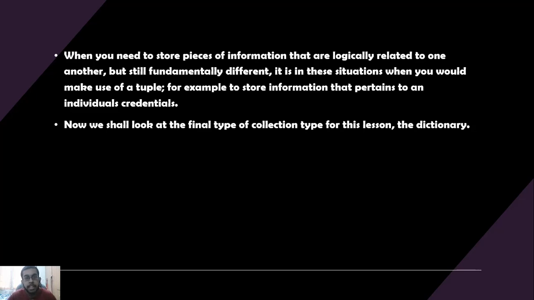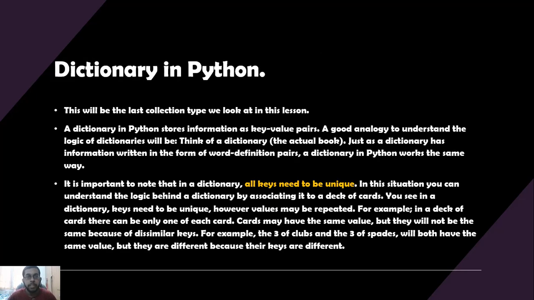Now we shall look at the final collection type for this lesson, the dictionary. Dictionary in Python. This will be the last collection type we will look at in this lesson. A dictionary in Python stores information as key value pairs. A good analogy to understand the logic of dictionaries is to think of a dictionary, the actual book. Just as a dictionary has information written in the form of word definition pairs, a dictionary in Python works the same way. It is important to note that in a dictionary, all keys need to be unique.